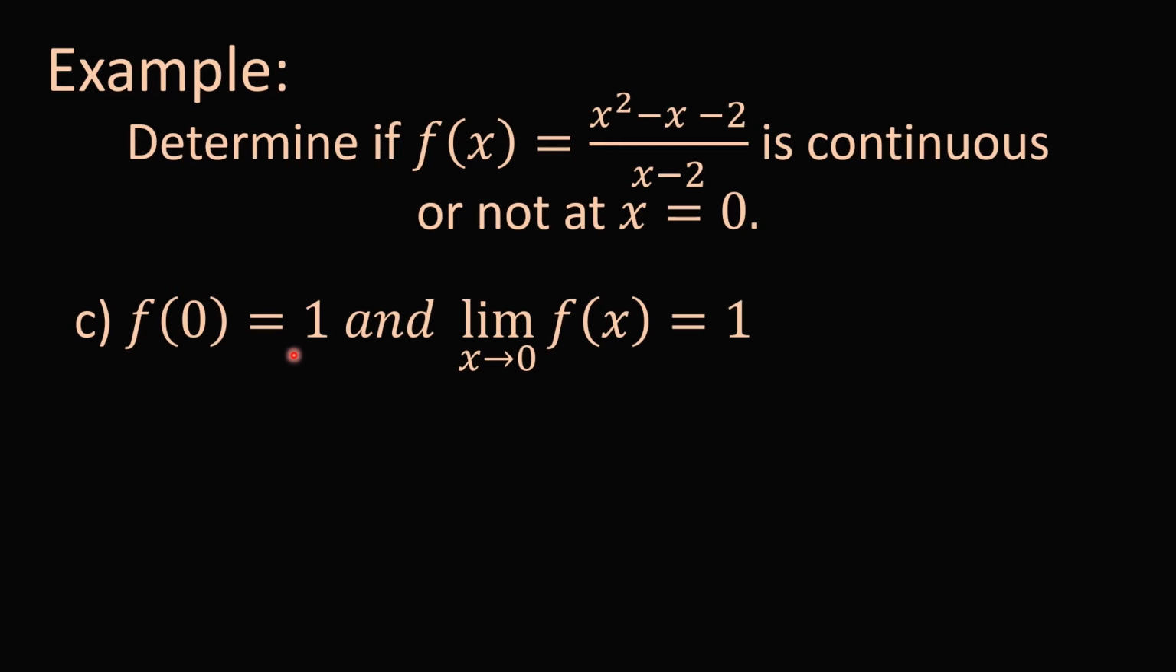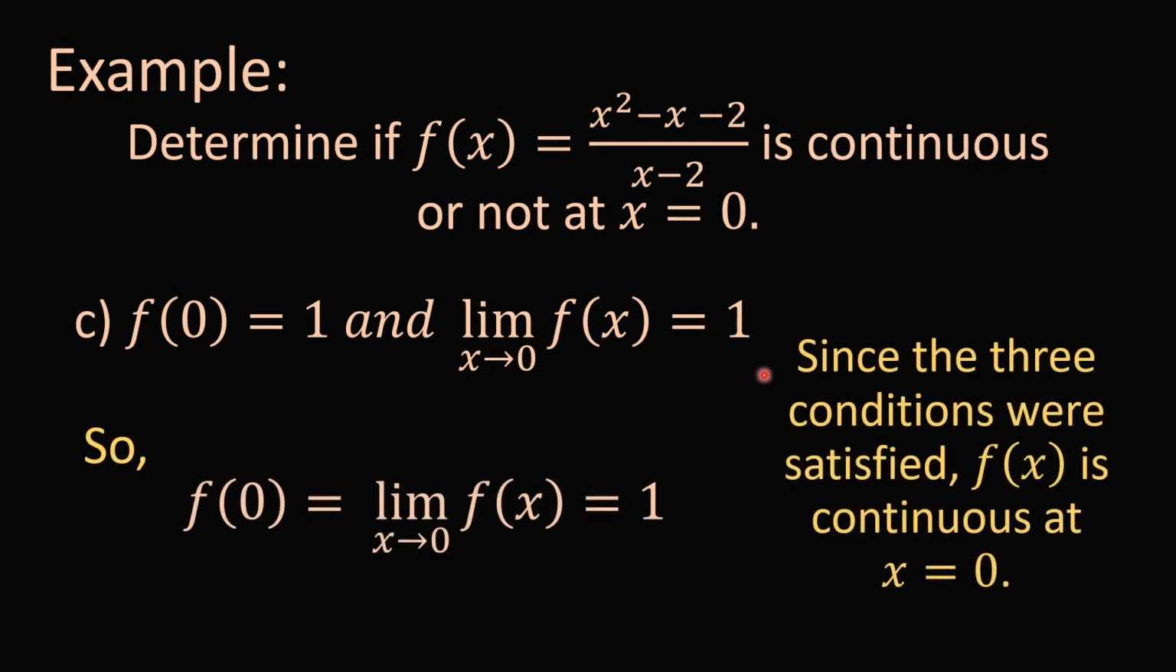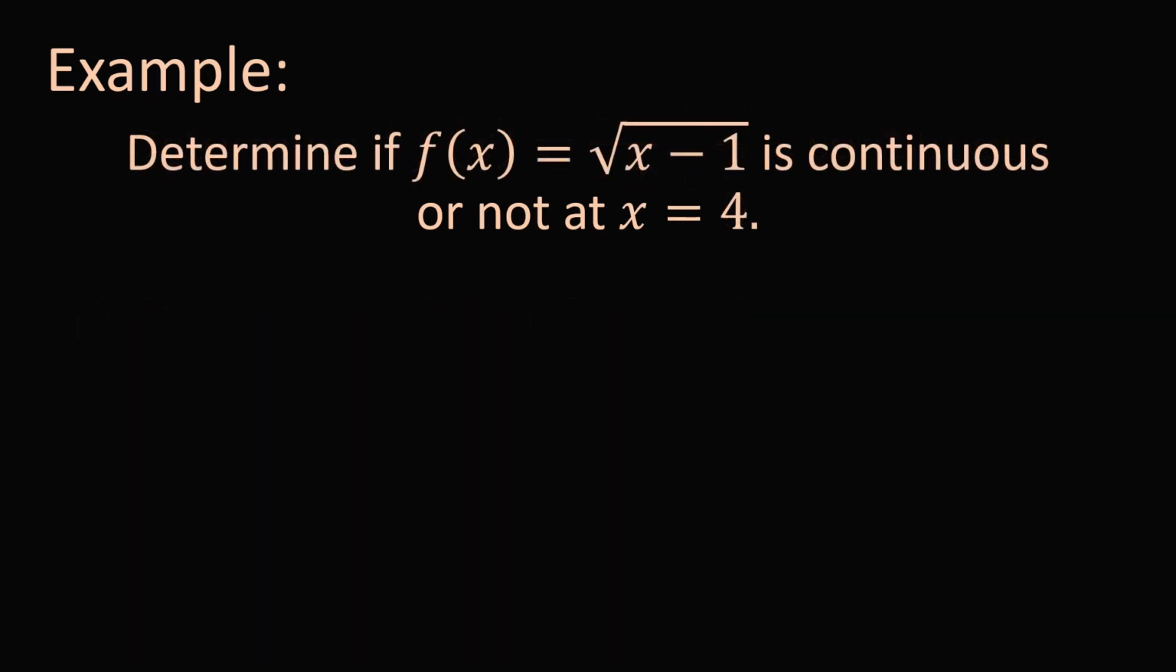Therefore, the limit of f of x as x approaches to 0 exists. Comparing our answer for condition 1 and condition 2, they have the same value which is equal to 1. So we can say that the given function is continuous at x is equal to 0. Next example, we have f of x is equal to the square root of x minus 1. Is it continuous or not at x is equal to 4?